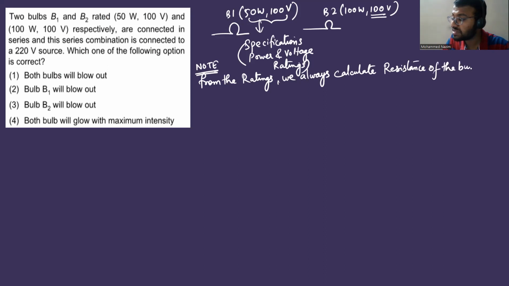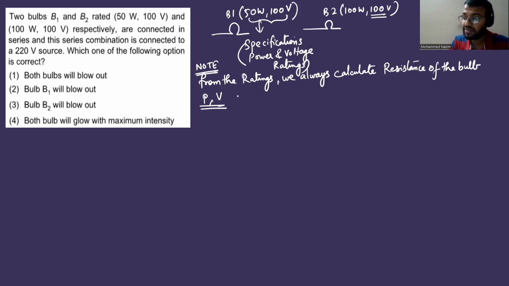So how do you calculate the resistance of the bulb? Here power is given and voltage is given. So use the specifications, not the applied voltage. Don't look at the fact that it is connected to a 220 volt source. He's asking which bulb will work and which bulb will blow out. So don't see the applied voltage. First you see the specifications, and from the specifications, you calculate the resistance.